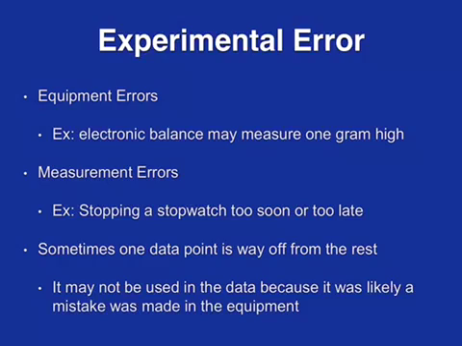So when you're collecting data from your experiment, there's possibility for errors. Some of them are unintentional, some of them could be intentional. So we could have your equipment malfunction. Like an electronic balance may measure 1 gram too high if it's not zeroed out correctly. There could be measurement errors, like stopping a stopwatch too soon or too late, and so you would have to redo that trial. So sometimes one data point is way off from the rest, and it may not be used in the data because it likely indicates that it was a mistake made.